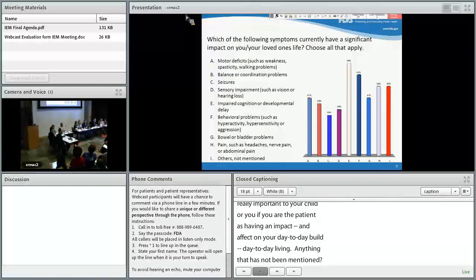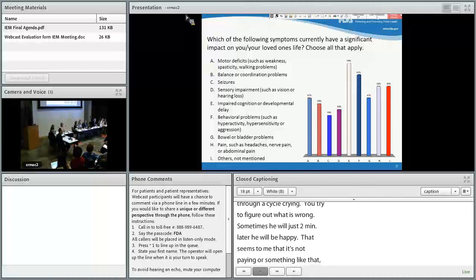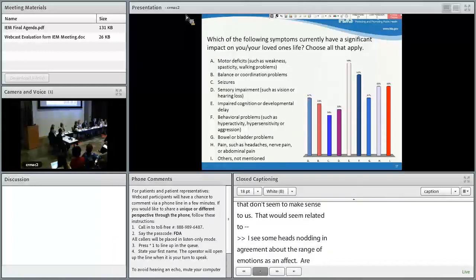I've noticed about my son is that it's hard to figure out whether he's upset because he's in pain. And just the other day, I noticed that sometimes within the span of 30 minutes, he'll go through a cycle of crying, and you're trying to figure out if there's something wrong. And then he'll just, 2 minutes later, he'll be happy. And so that seems to me that it's not pain or something like that. He can't describe it to me, but there's this range of emotions that doesn't even seem to make sense to us, right? Mm-hmm. And that would seem related to. I see some heads nodding in agreement about the range of emotions as an effect.